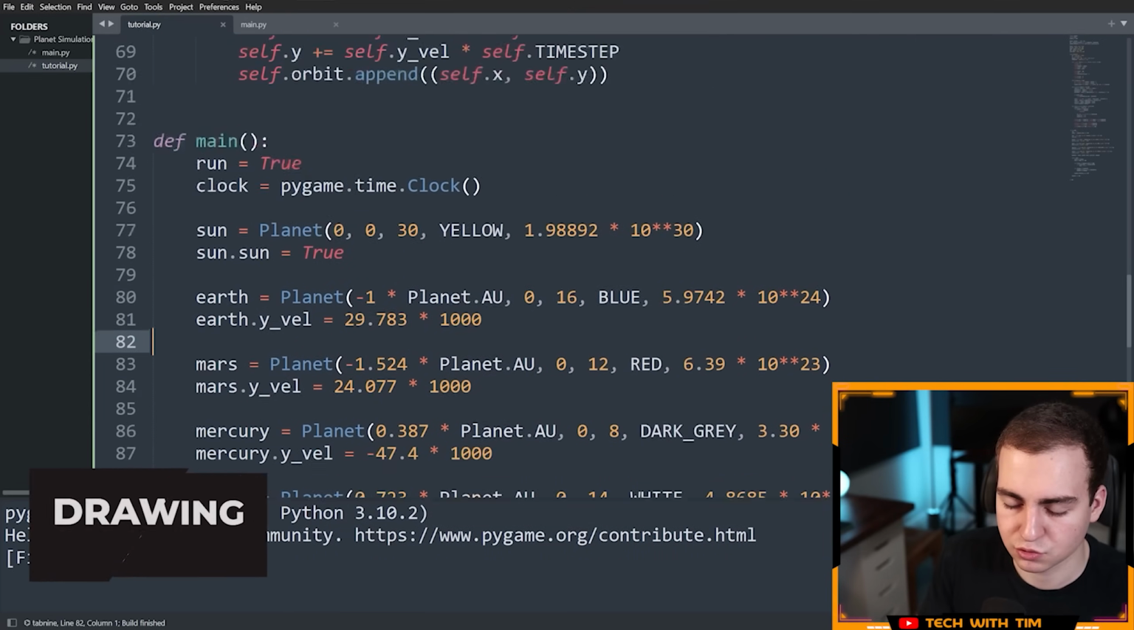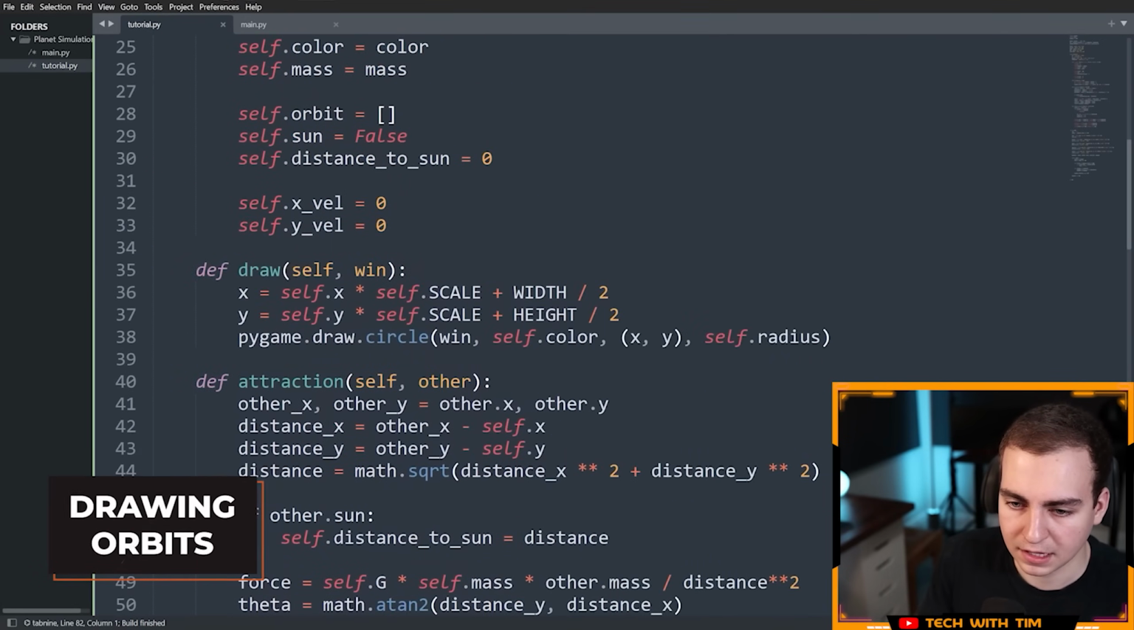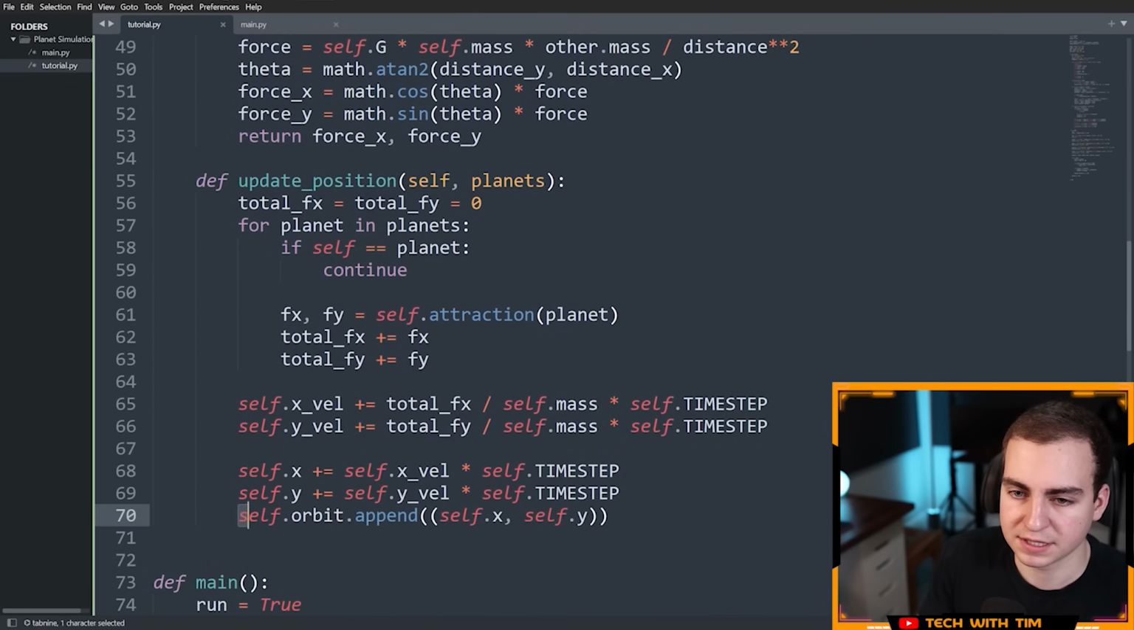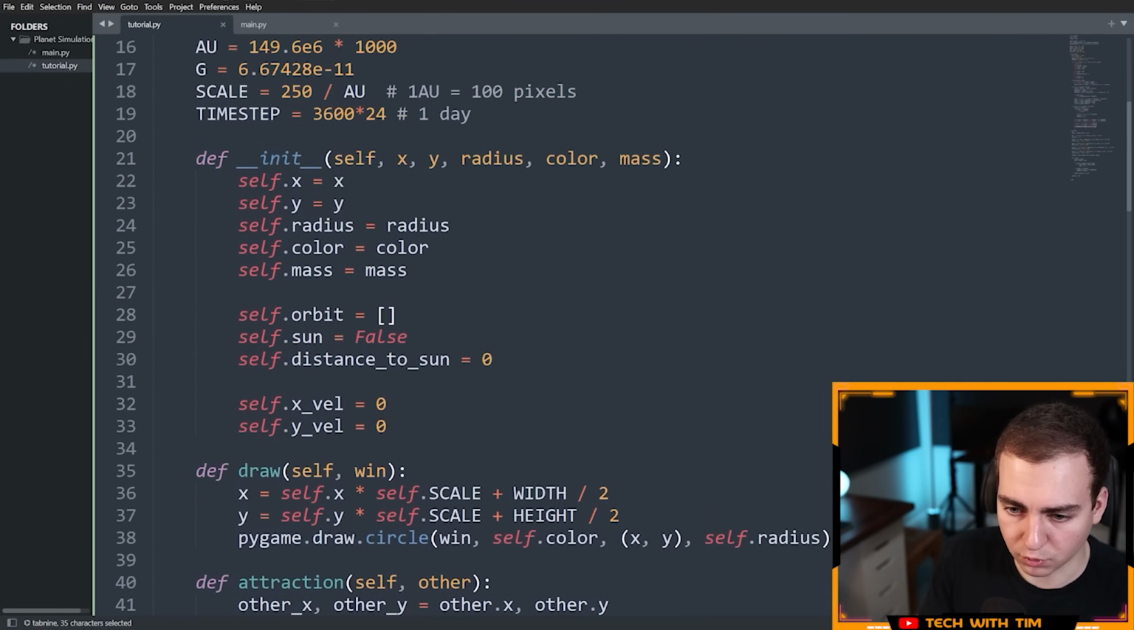Okay, so let's now draw the orbits around. And the way that we're going to do that is we're going to use all of the points that we're storing in this orbit list, because every time that we call this, we're going to add a point to the orbit list, and we're going to draw them.